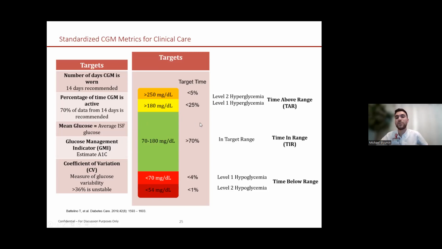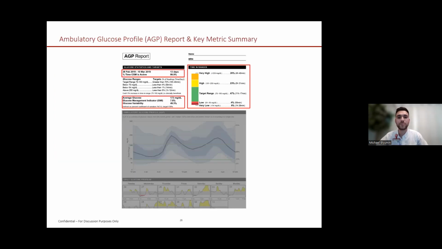Now, there are some specific goals for how often we want the blood sugar to be too high or too low. We really don't want it to be too low very often. Too high, you can see here, above 180, less than 25% of the time, above 250, less than 5% of the time. So this is how we can interpret your report, and you can interpret your report as well. You can get these reports from the CGM yourself.